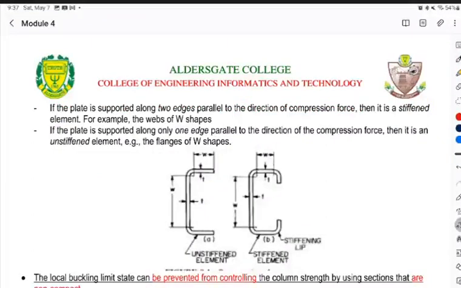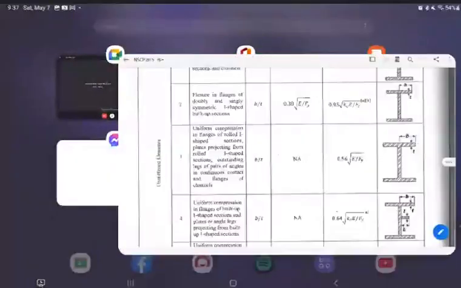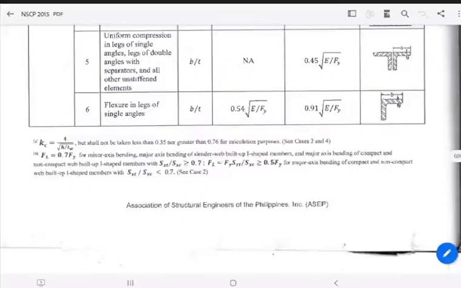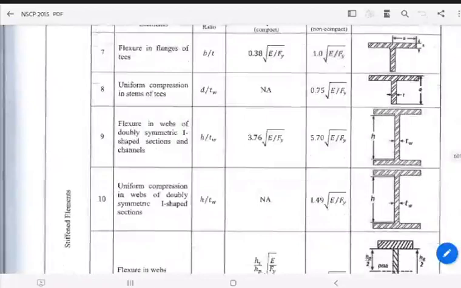It is supported on two edges parallel to the direction of compression force. Okay, so let's go to the stiffened elements. The table 2, I did not put it in the module, you have to look for it in the NSCP. I gave you the NSCP, you just have to download that in our CS. These are the stiffened elements.